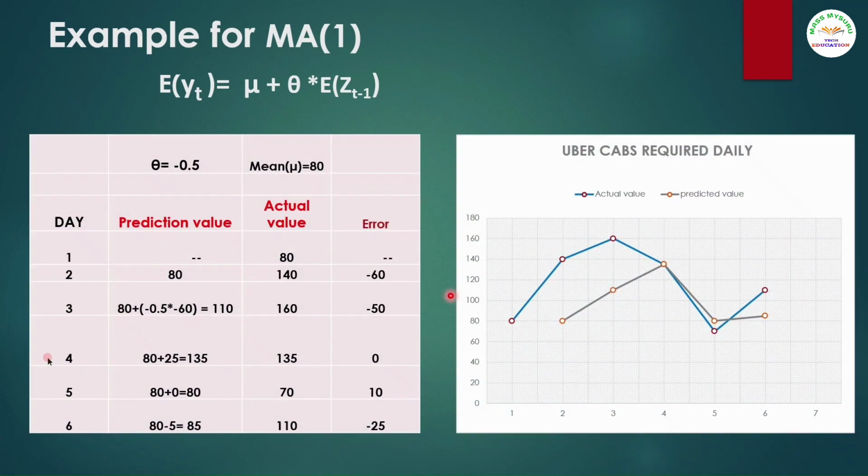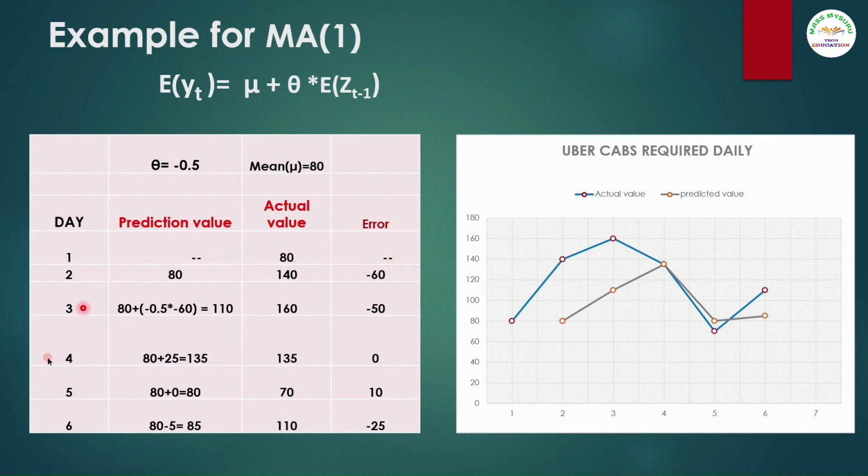Let's see this graph of the actual cabs required by Uber during the coronavirus pandemic, and you have to make a prediction. Say you are a data scientist and you have to predict the number of cabs that are going to be required the next day. So let's start with day 1. The dark blue line is the actual cabs and the light curved line is the predicted cabs. On the first day the actual value is 80, probably in thousands, say 80,000. So there is no prediction value and no error.